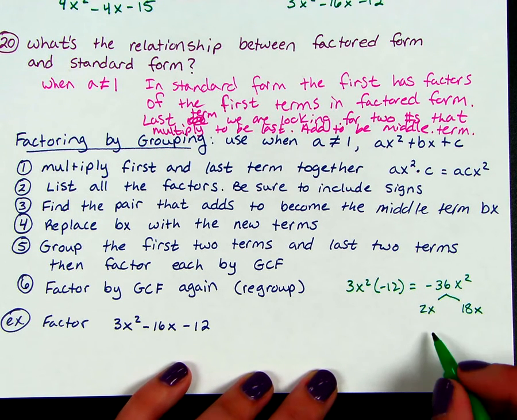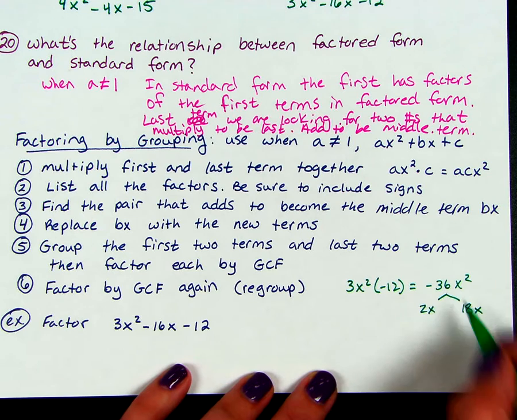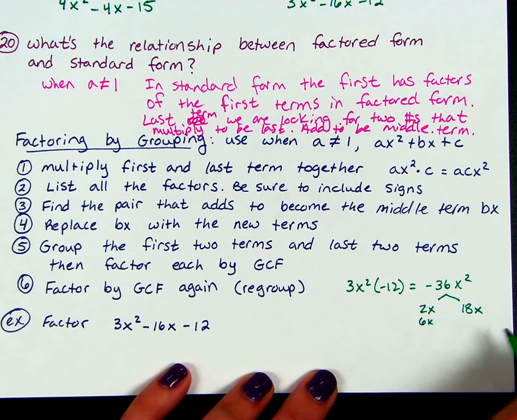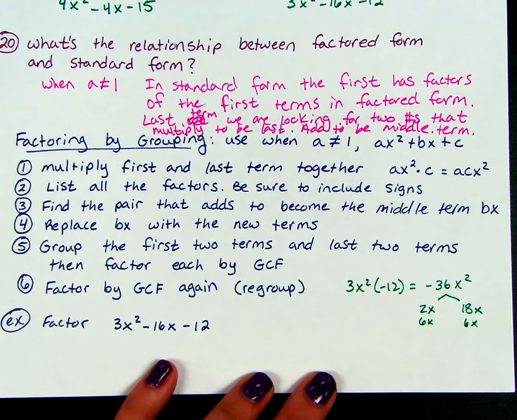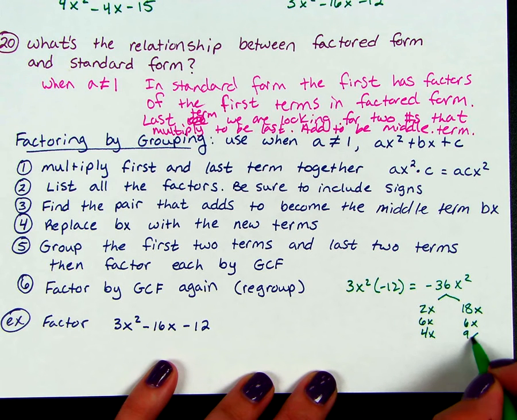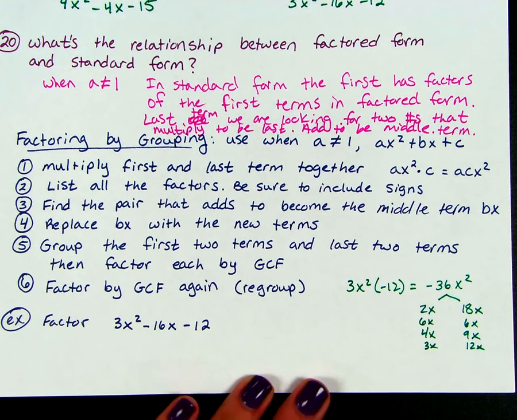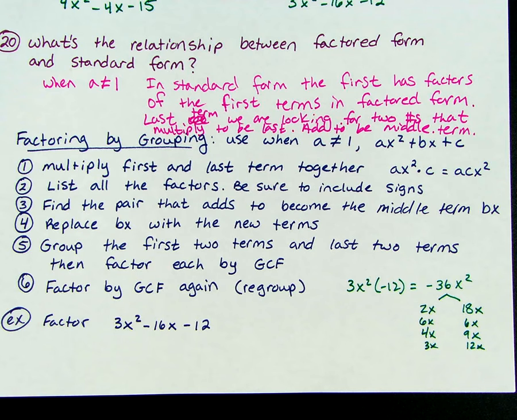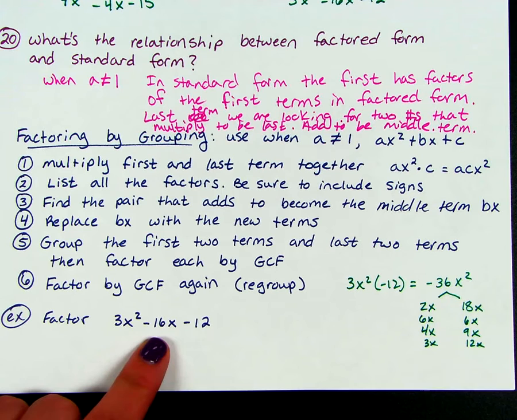We also have 6, so we know that 6x and 6x will get us 36. We have 4x and 9x. And let's see, we did 2 and 18. 3 and 12 would be the other one, so 3x and 12x. So again, we're just looking for the set that's going to give us this middle term. So remember, one of these terms has to be negative, and we're trying to get to 16.